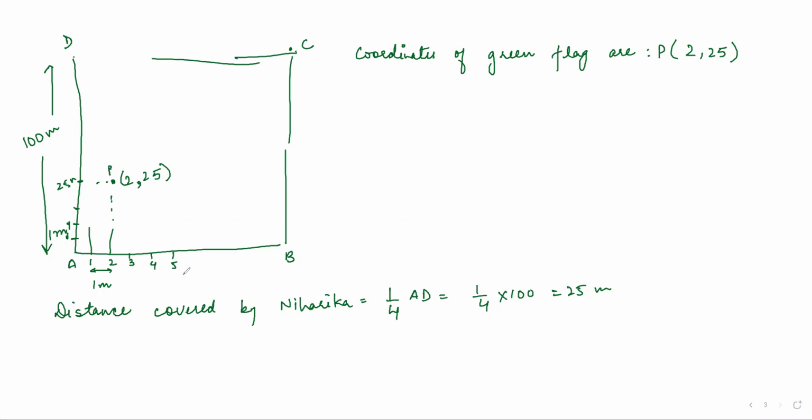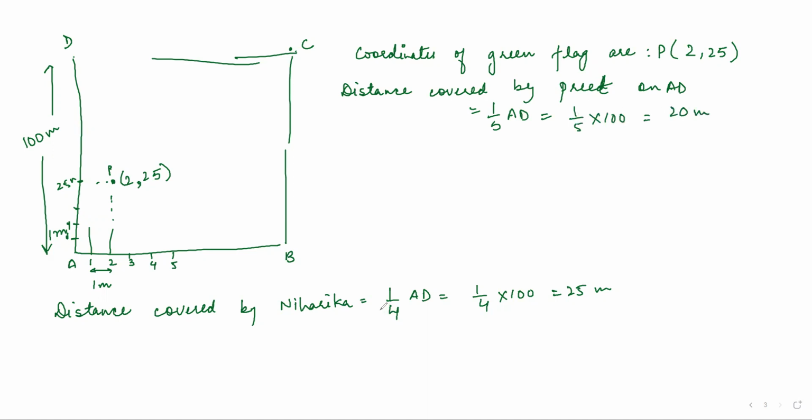Now, again, see, Preet runs 1/5 distance AD. So first of all, calculate the distance covered by Preet. So this is 1/5 of AD, right? That means 1/5 of 100, which is how much? 20 meters. And she is on the 8th line, right? So 6, 7, and 8. So if she is on the 8th line, and let's say this much is 20 meters, so what will be the coordinates of this point if I call it Q? 8 and 20.